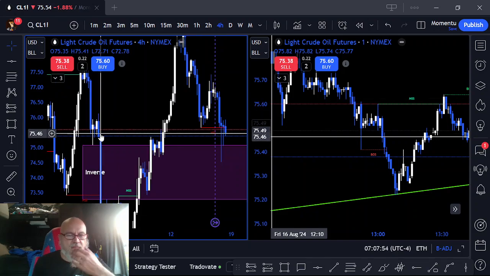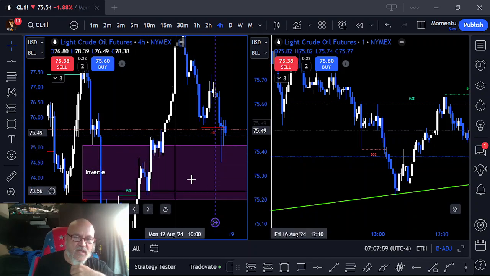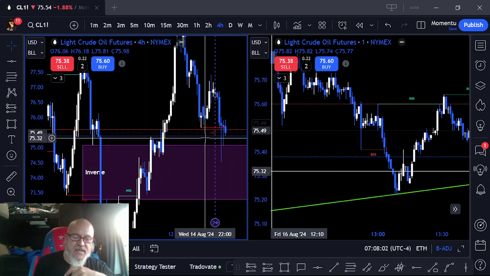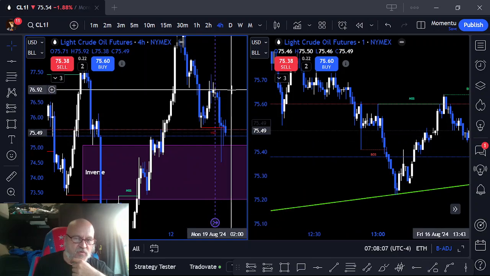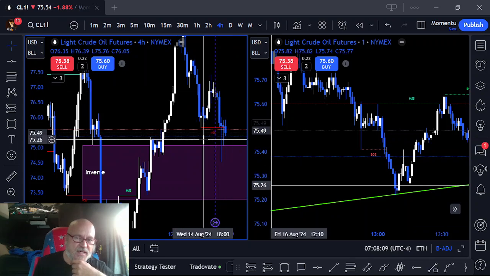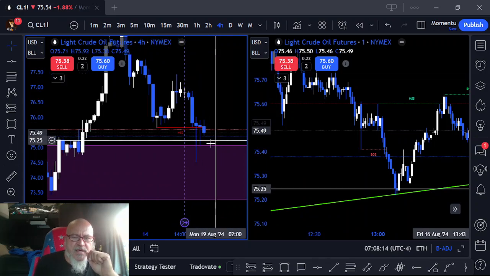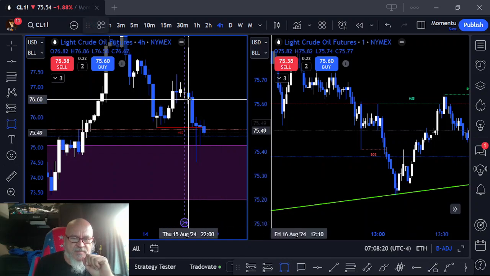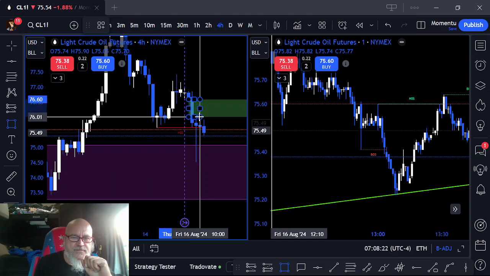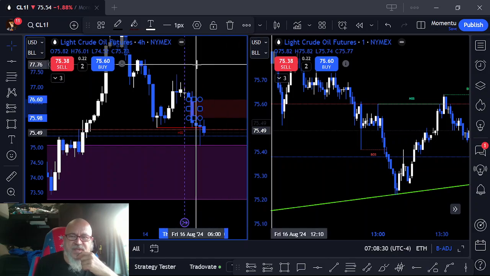What we've got is a 4 hour inverted fair value gap that we retested here. So normally, I would be looking for a long somewhere out of here, but we also have a bearish fair value gap that was just made right here that we could come back and retest to go lower, right? So what do we do with this?